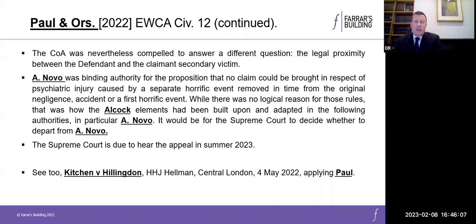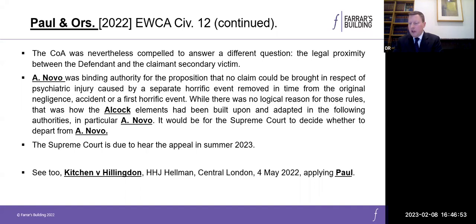Novo is binding authority for the proposition that no claim can be brought in respect of a psychiatric injury that's caused by a separate horrific event that's removed in time from the original negligence, whether that's accident, horrific event, or a misdiagnosis. And while there's no logical reason for those rules identified, that is how the Alcock elements have been built on, and it will take the Supreme Court to decide whether to depart from A. Novo effectively. And the Supreme Court is due to hear the appeal this year. Perhaps that situation, therefore, is ripe for a modification of control mechanisms.